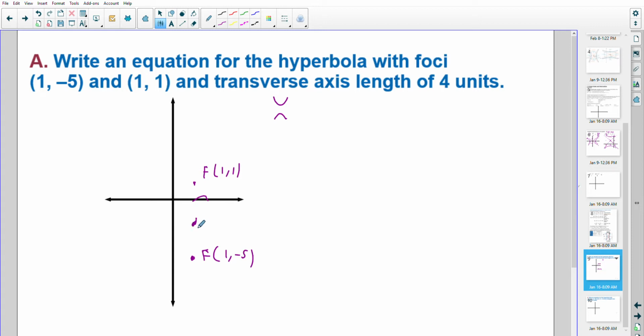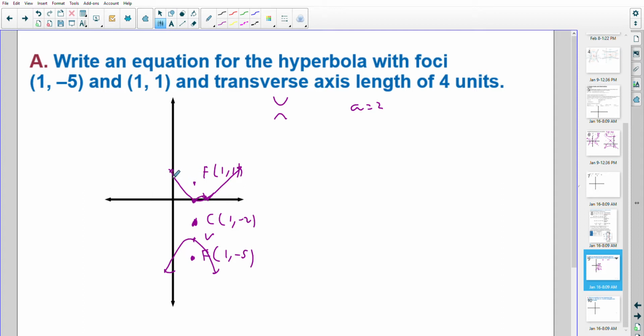Also, I can mark in the center. The center is the midpoint between the two, so that's going to be (1, -2). I'm doing the midpoint here, adding them up and dividing by 2. And at this point, what I could do is understand that the whole length is 4 of the transverse axis. So that means that my A is equal to 2 in both directions. So I know that one vertex is going to be right here, and the other vertex is going to be here. And therefore, I can go ahead and draw these to give me a better understanding of what it looks like.